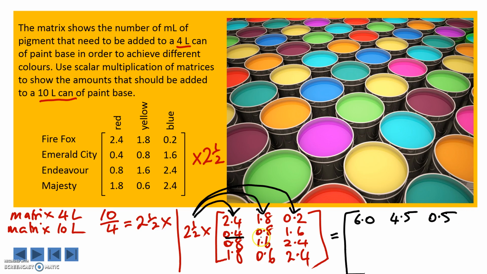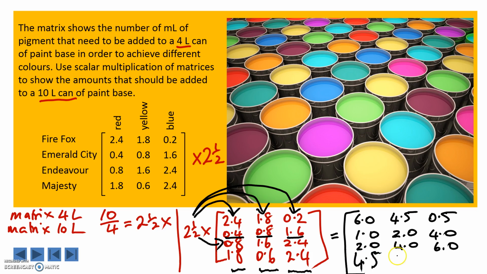And then you do the same for the next row, 2.5 by all of those. And then the third row, 2.5 by all of those. And then 2.5 by all of these ones in the last row. And then make sure you close your brackets. So the matrix in black shows if we were going to get a paint tin that was 10 litres compared to the smaller one of 4 litres, we would need Firefox in those quantities.